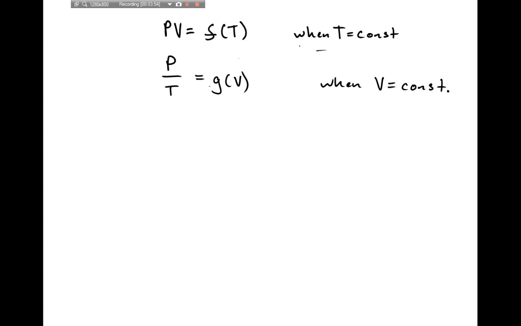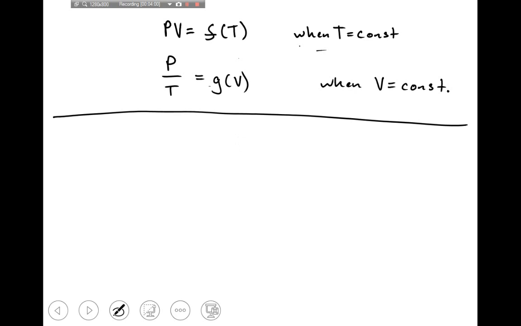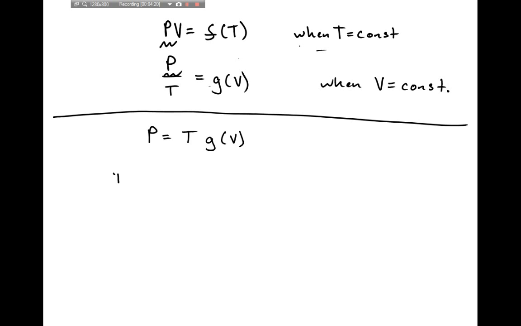So now what I want to do is combine these two equations. Because these equations are always true, I can combine them. What I want to do is solve one of these equations for pressure and plug it into the other equation. So I'm going to look at this bottom equation here. I'll solve for pressure and I'll plug it into the top equation. So looking at the bottom equation, I see the pressure is equal to temperature times some function of volume. Now if I plug this into the equation on top, I see that we get temperature times G of V times V is equal to F of T.